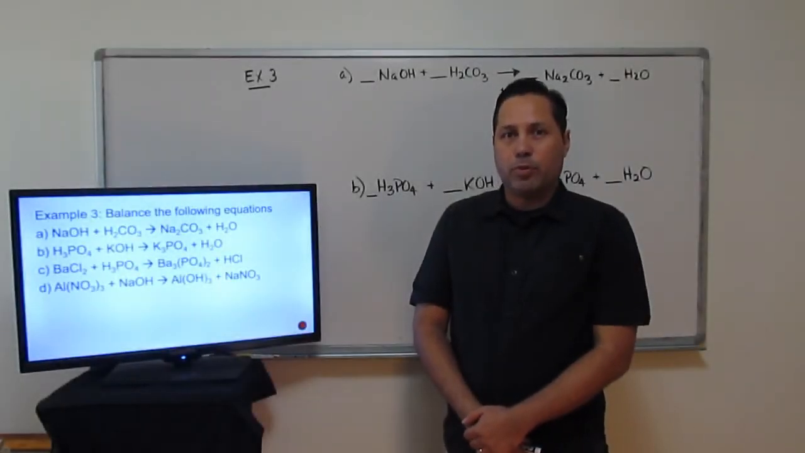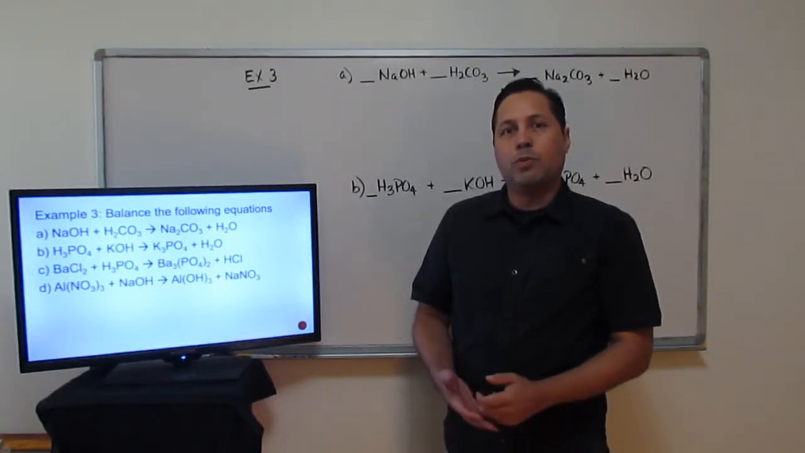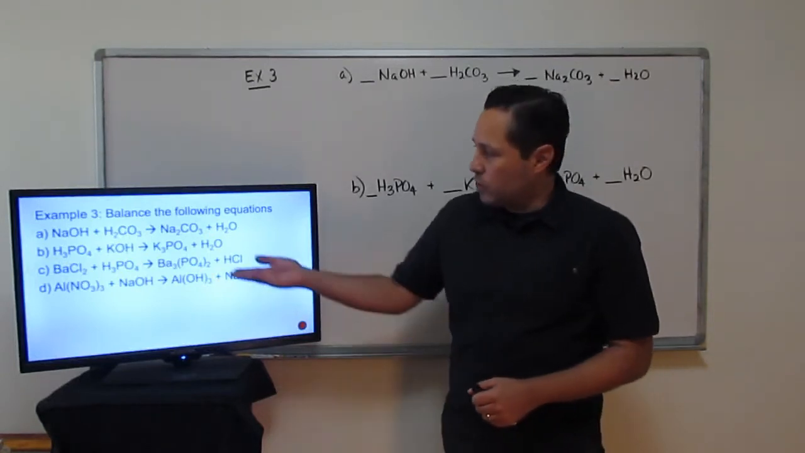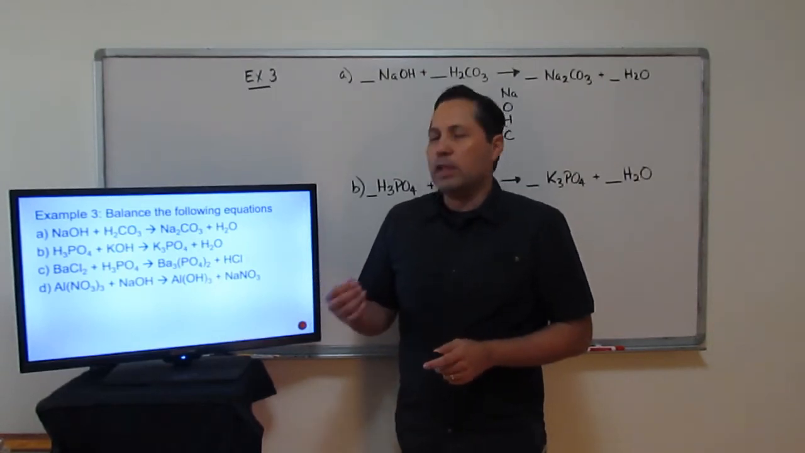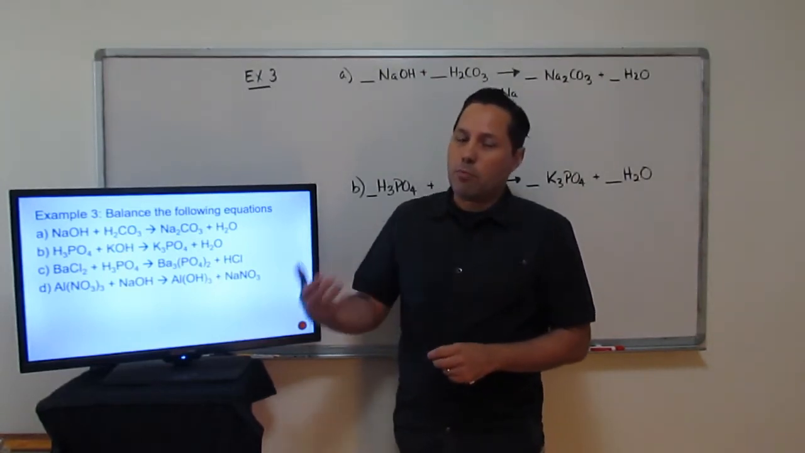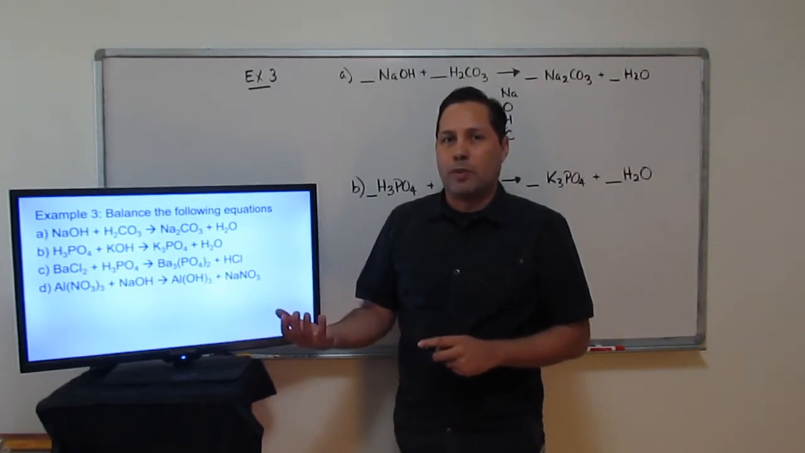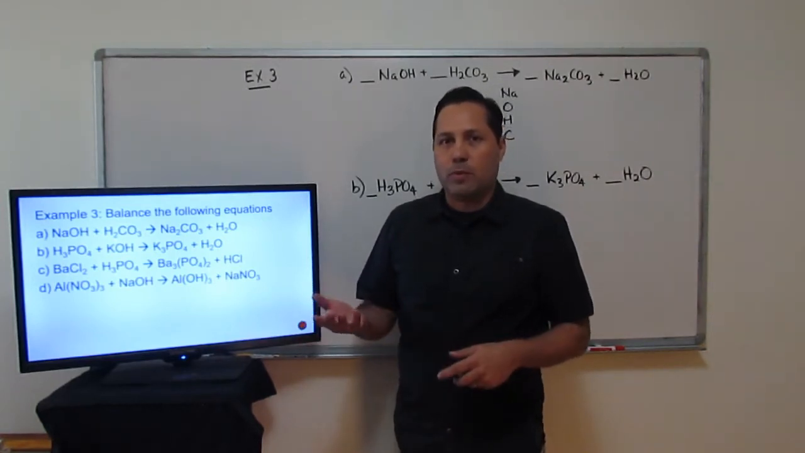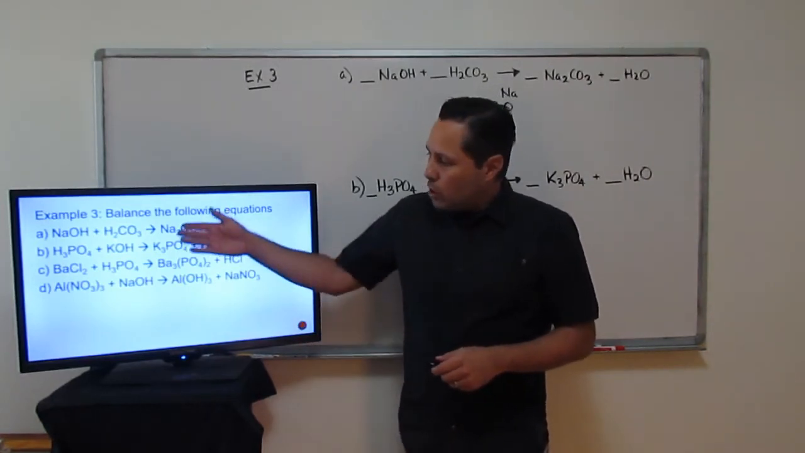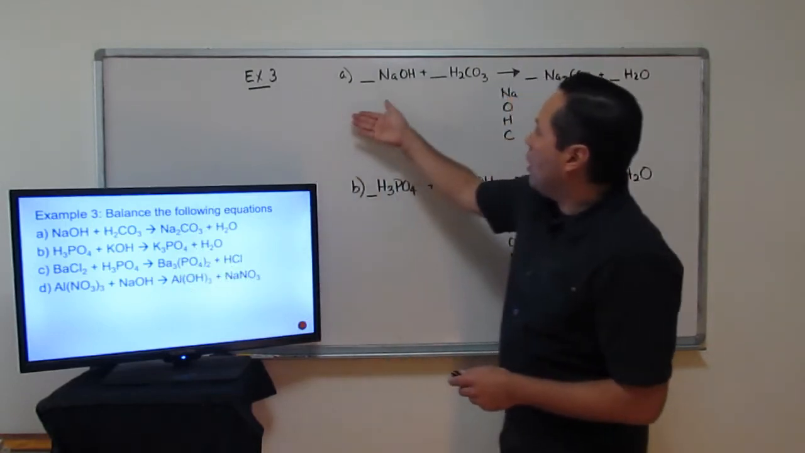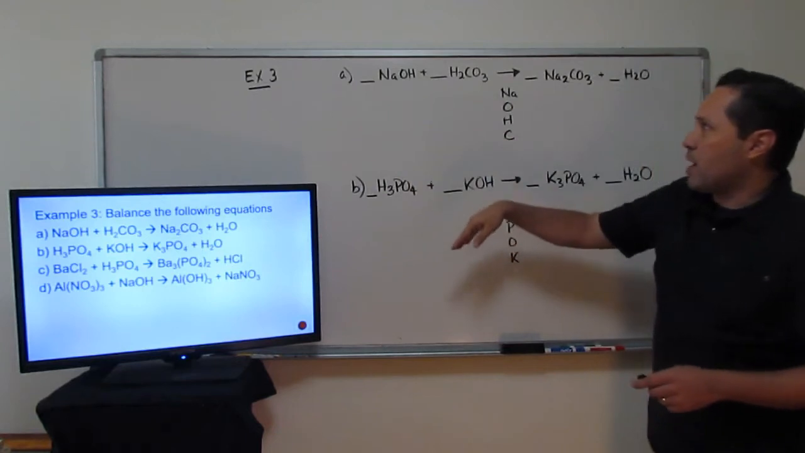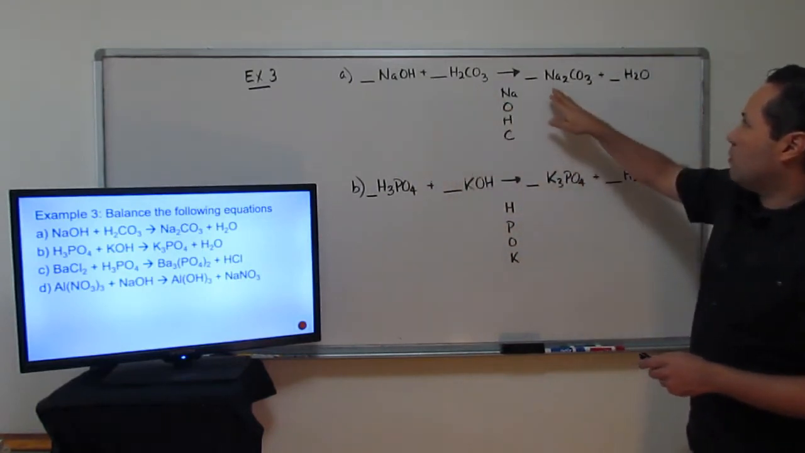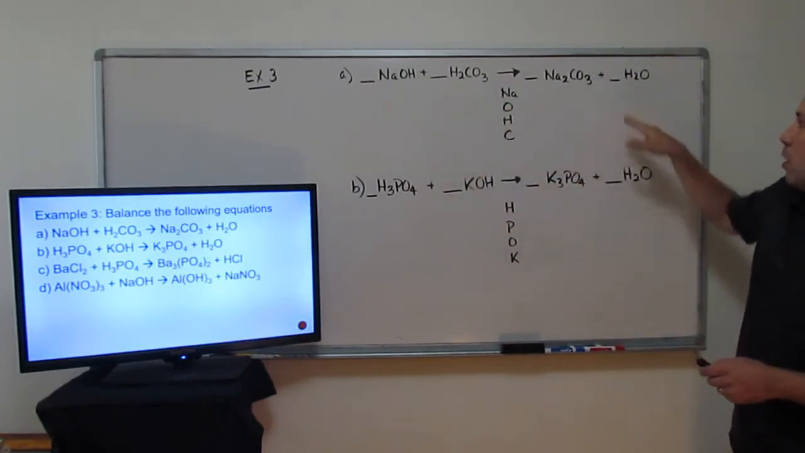Up next is example 3, and in this type of problems we'll be looking at double replacement reactions, which you can see right here. They're a little bit longer and therefore a little bit more difficult than the combustion reactions or the single replacement reactions, synthesis or decomposition reactions. So our double replacement reactions, here's letter A and letter B. We have sodium hydroxide reacting with hydrogen carbonate to give you sodium carbonate and water molecules.